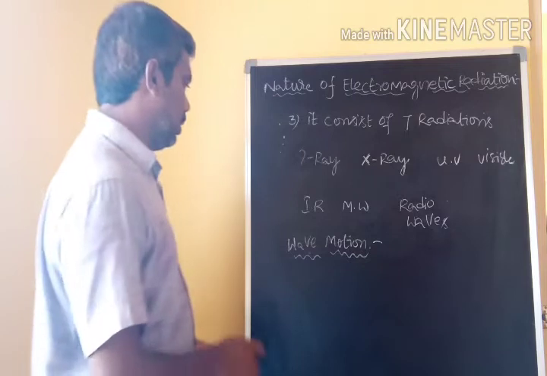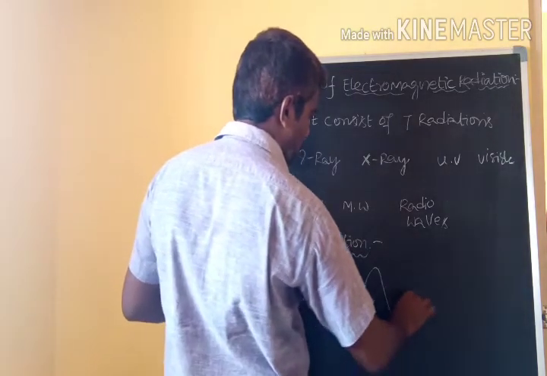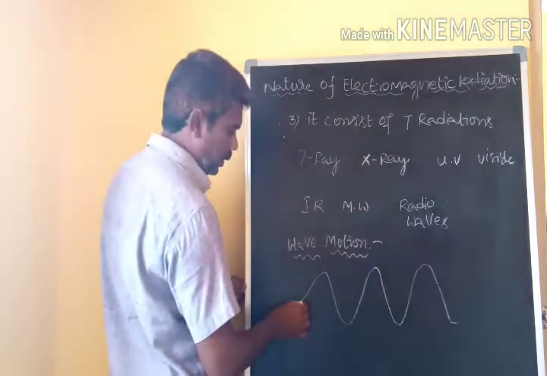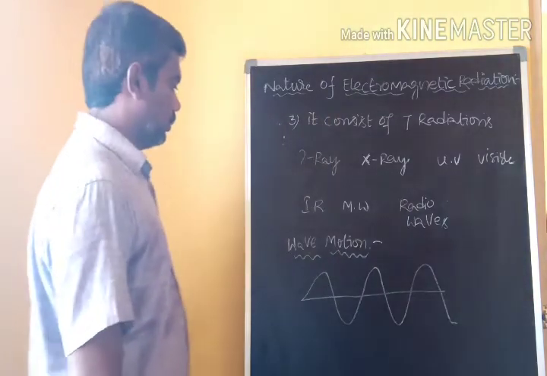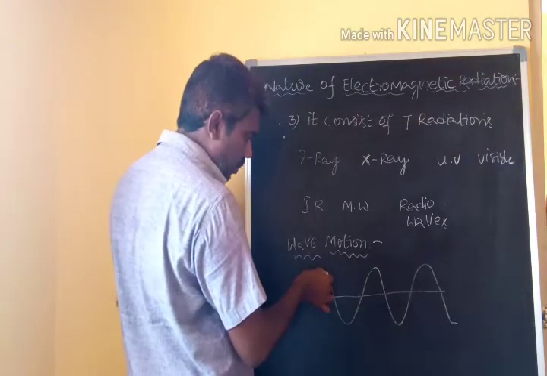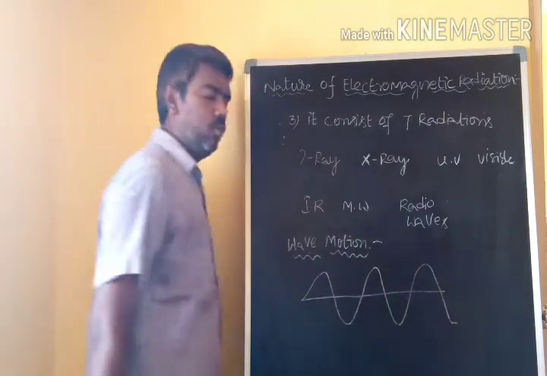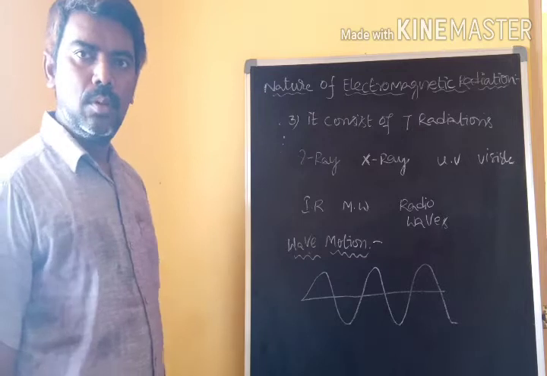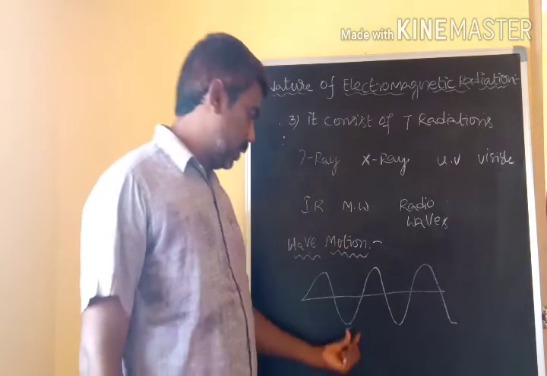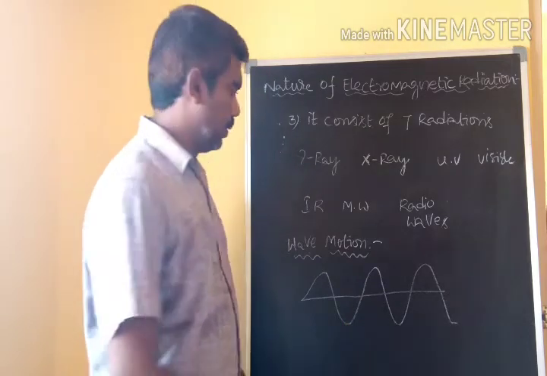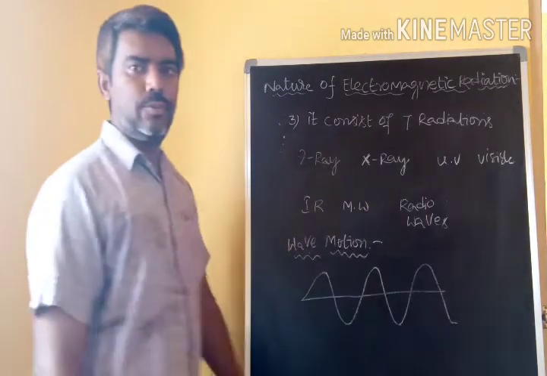Here also there are ups and downs like that. Here the maximum upward displacement is present, and the maximum downward displacement is also present. Then what are the names of these parts? Here we give some names: crest and trough.